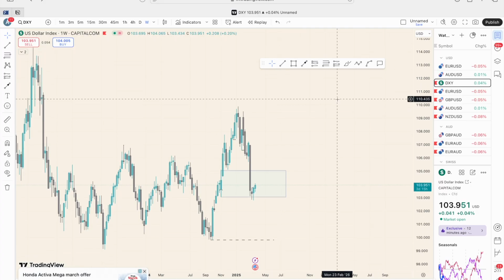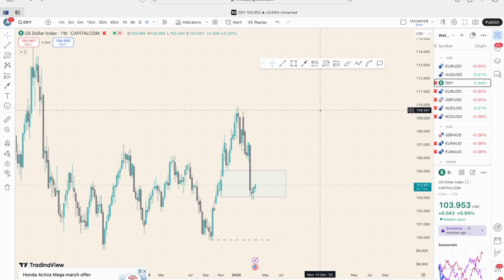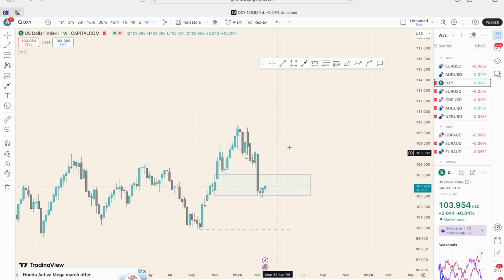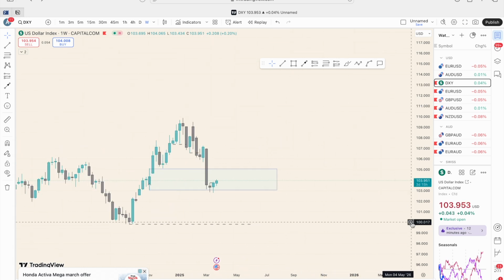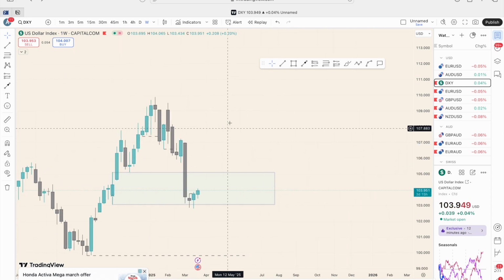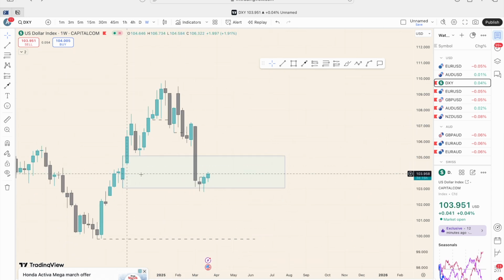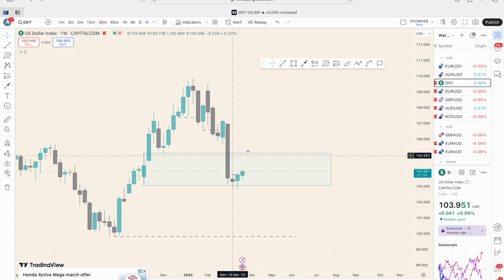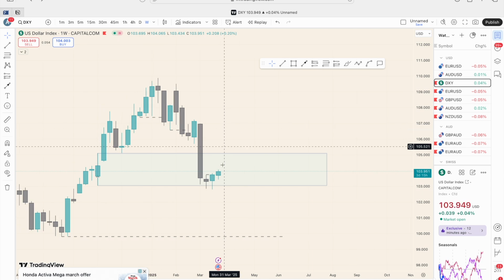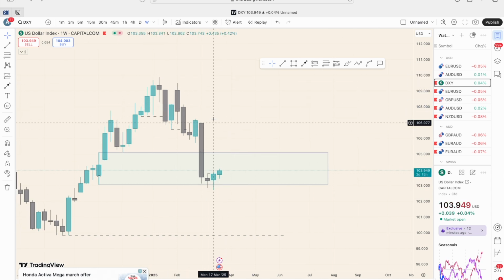Let's start off things with our core currency of all the major dollar pairs, the DXY. As I mentioned in my previous week's analysis, we were going to see a reaction from this 50% demand zone. We got the reaction pretty firmly over here. We got an engulfing candle forming on the weekly time frame, which most likely concludes that bullish momentum is coming into the market.